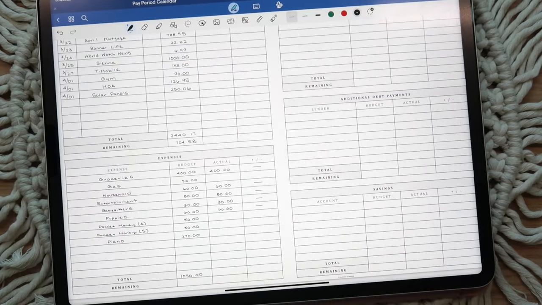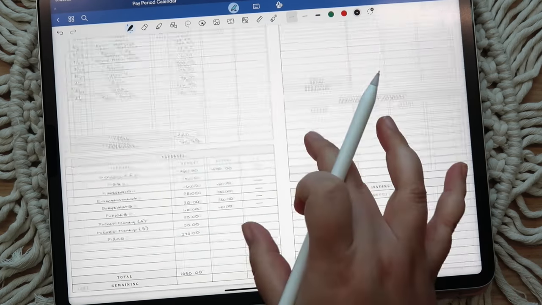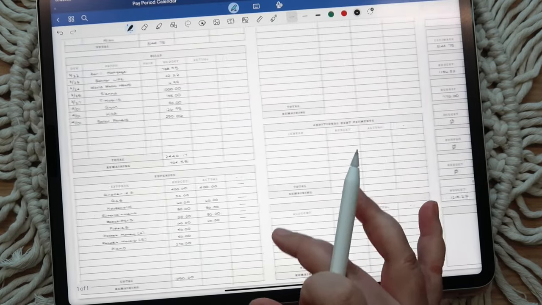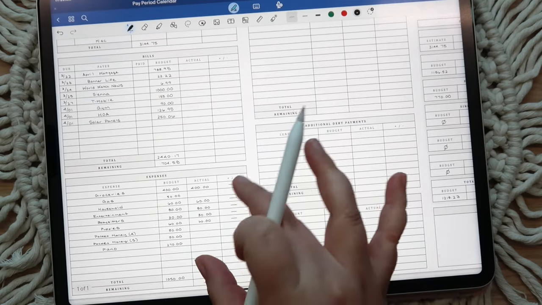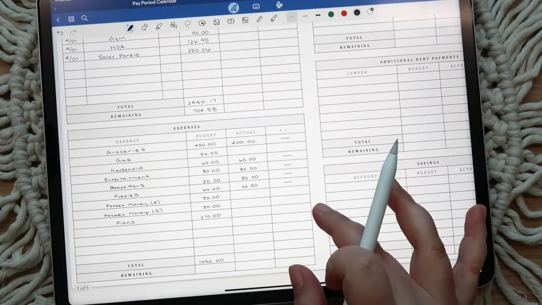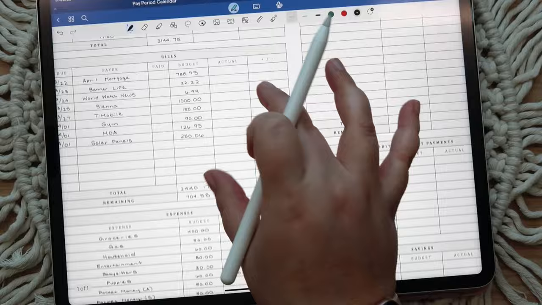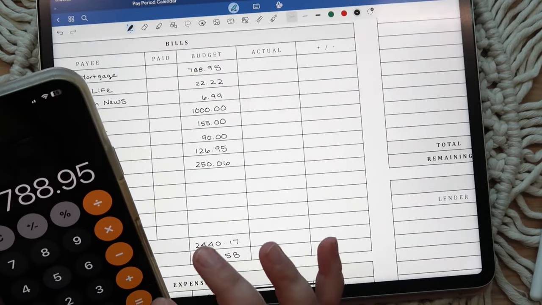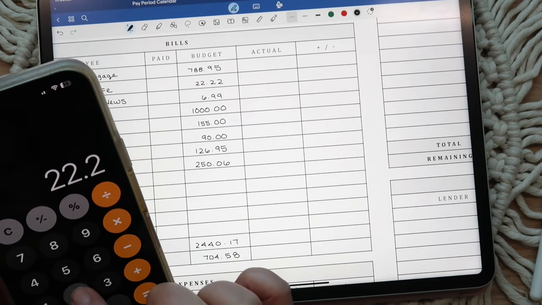So we do need rollover. We have it. I don't know the exact amount, so I'll have to go in later and figure that out, reconcile our accounts and figure out exactly what we have set aside for rollover. So I'll do that at a later time. But let me just double check this real quick. $788.95, $22.22.